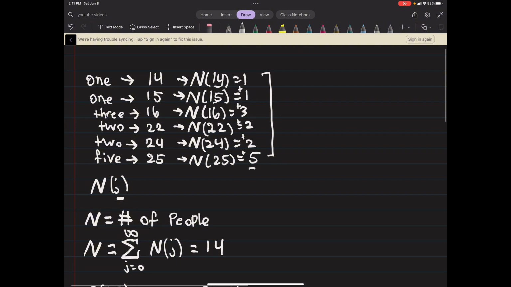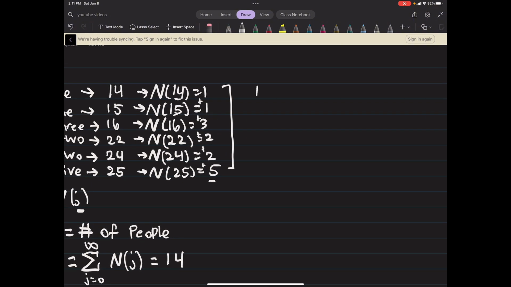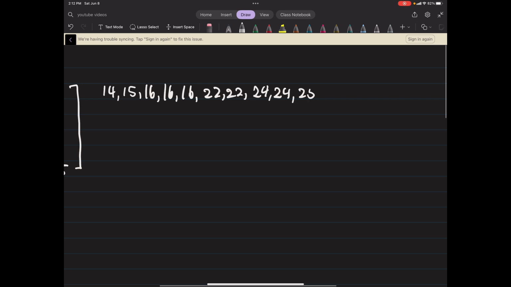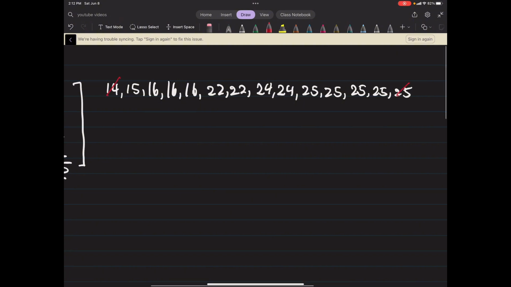So what you can do is kind of set this up. This is how I like to do it. 14, 15, 16, 16, 16. So I'm laying all the people out. 22, 22, 24, 24, and then a whole bunch of people that are 25. I think I got that many, right? To find the median, we just kind of go down the line like this. That's how I remember doing it in, like, 5th grade or something like that.